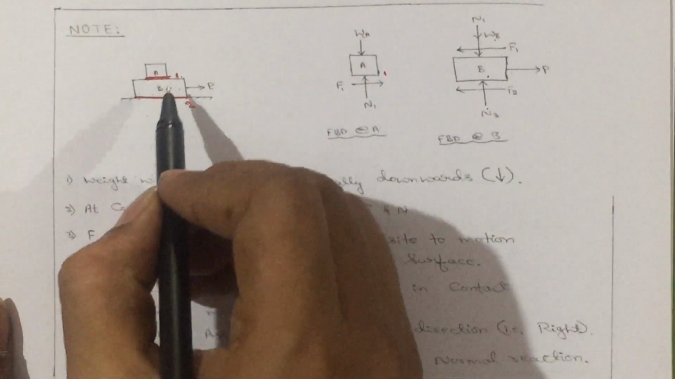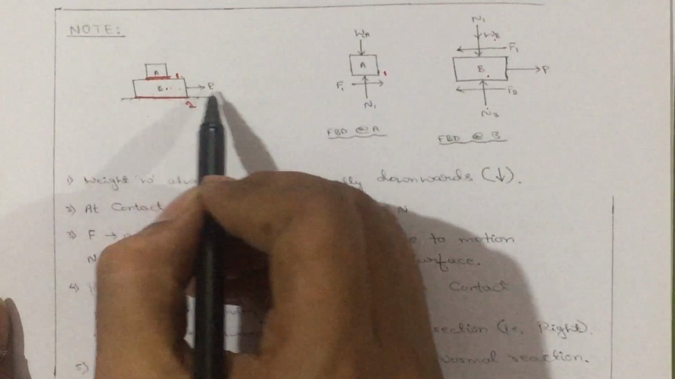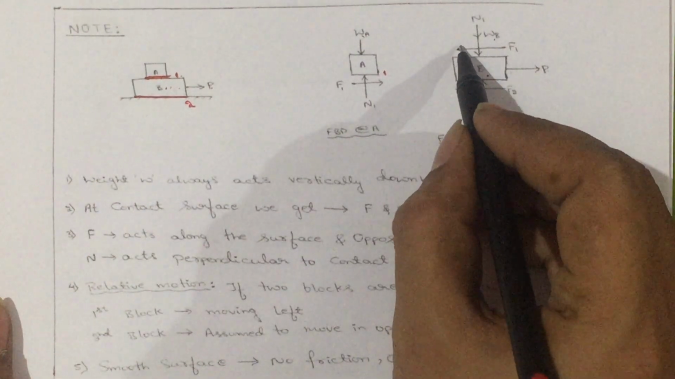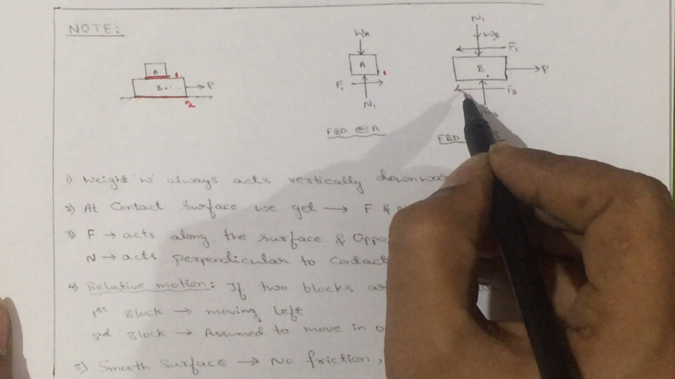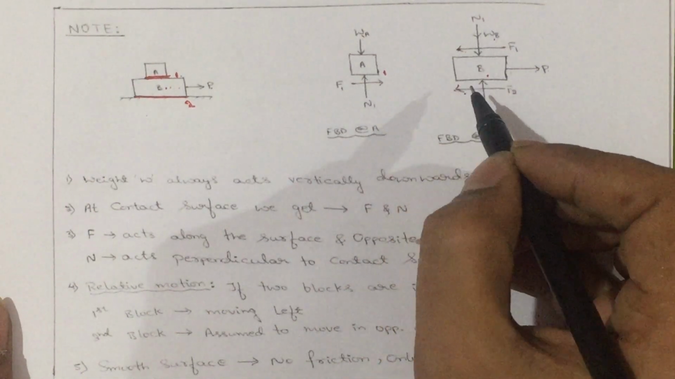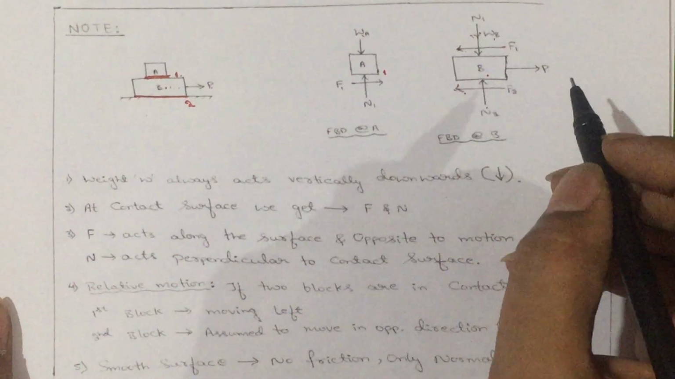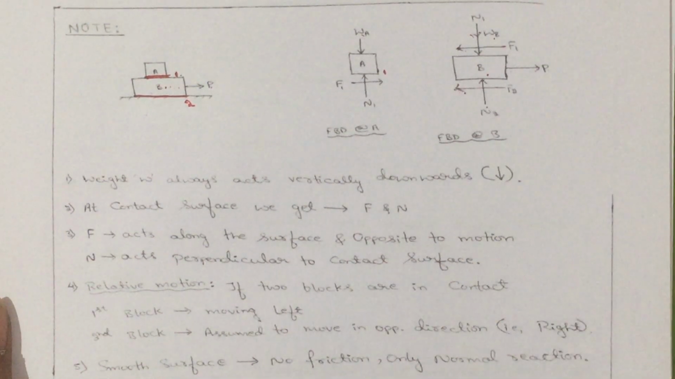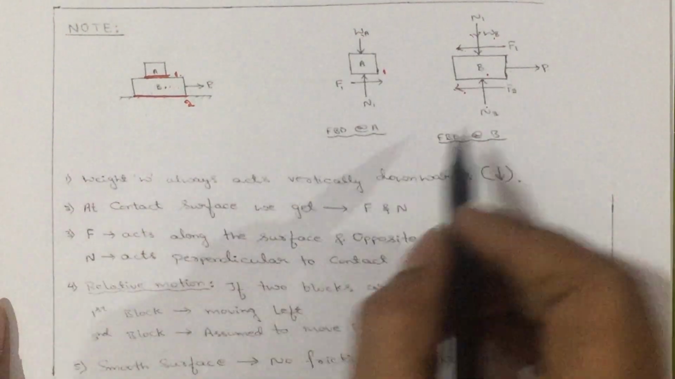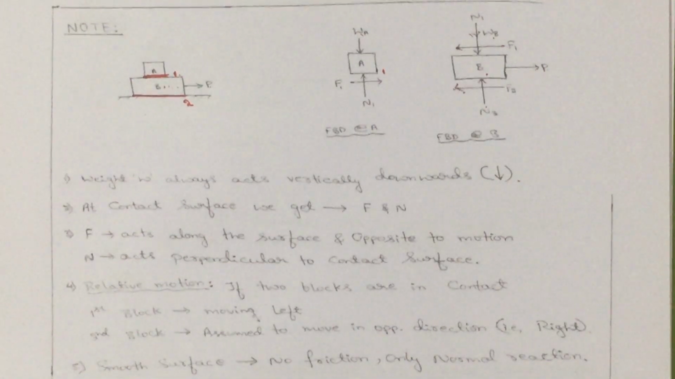Then if you come to the direction, the body B is moving rightward. So write leftward for the frictional force, leftward, opposite to the motion. Then the normal reaction will be perpendicular or opposite to the plane. Okay, this is regarding how to write the free body diagram.